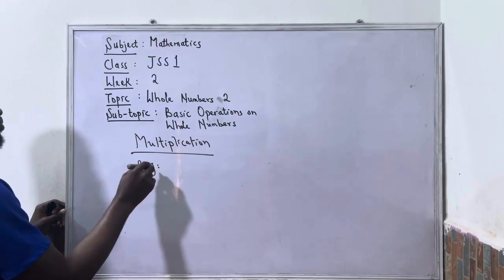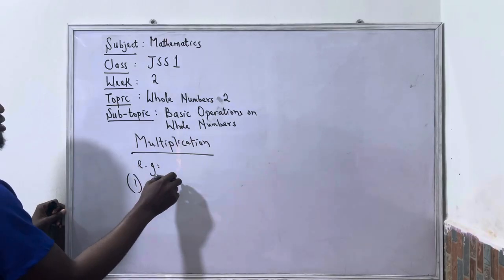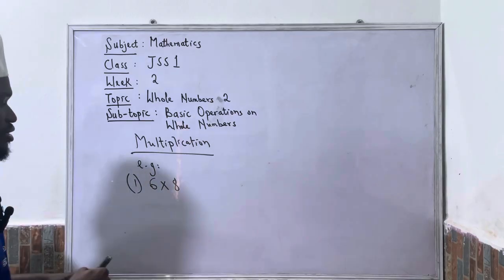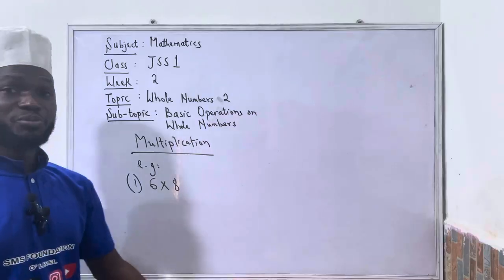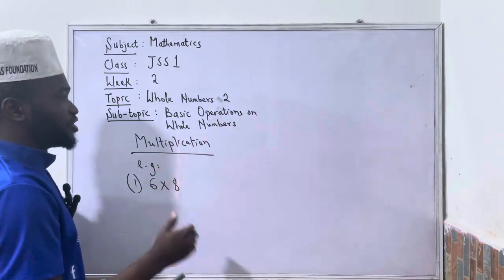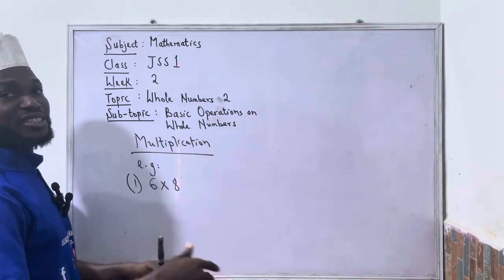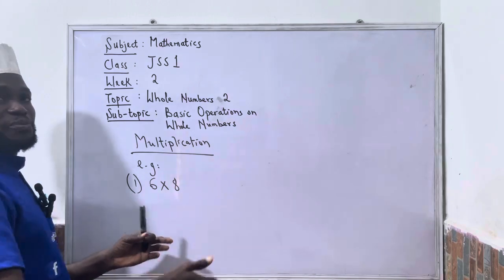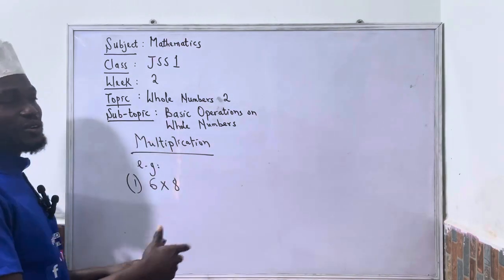For example, if you have 6 times 8, from your multiplication table the answer will just be 48. But for somebody that can't remember that, you do this on a rough sheet. You either do 6 plus 6 plus 6 in 8 places, or you do 8 plus 8 plus 8 in 6 places. But I think that one will be easier.